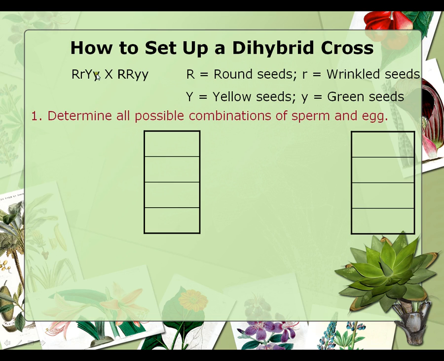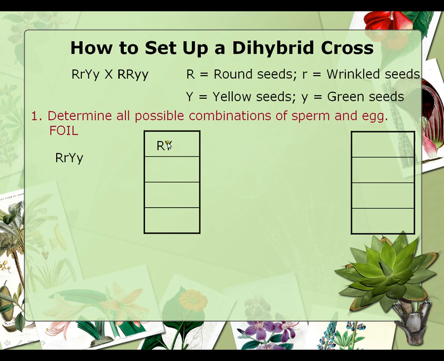We will determine the 4 possible gametes of this parent using the FOIL method that you have been learning in math class. So here it is, FOIL. Let's bring our parent down here. First, we're going to do the first of each letter. The first R and the first Y.